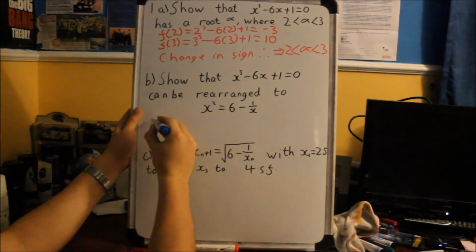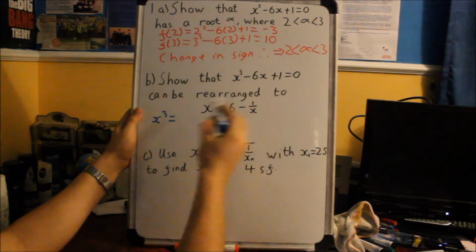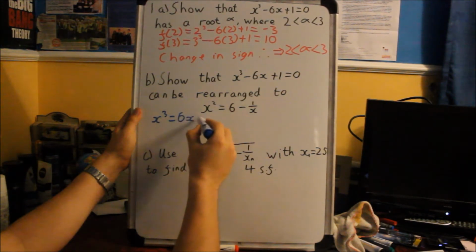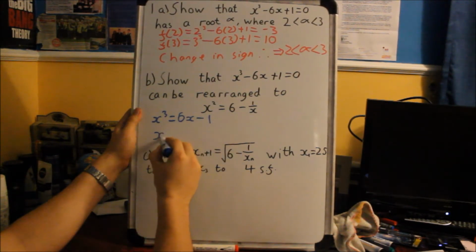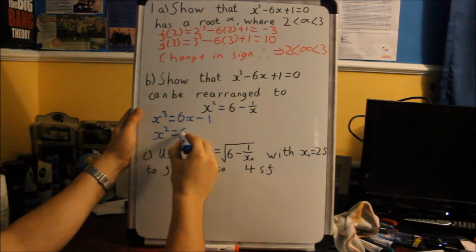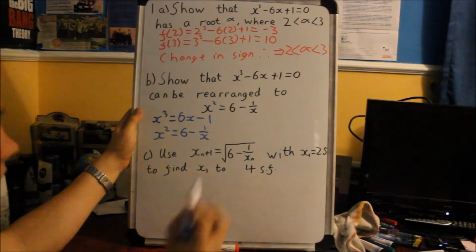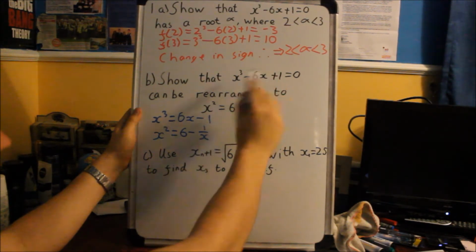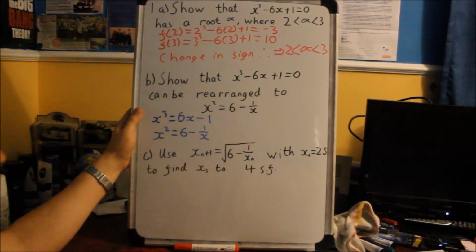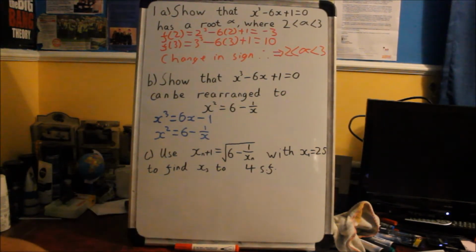What I'm going to do is say x cubed equals, and take the minus 6x and the plus 1 over the other side. So x cubed equals 6x minus 1. And I'm going to divide both sides by x to get x squared equals 6 minus 1 over x. You could have divided by x at this stage and got 6 minus x, but minus 6 plus 1 over x, and then taken them over the other side, and you'd have got the same answer. It's a simple show that question, and it comes up quite a lot.